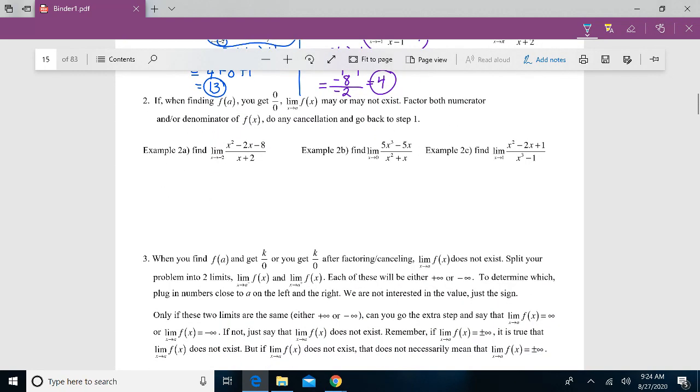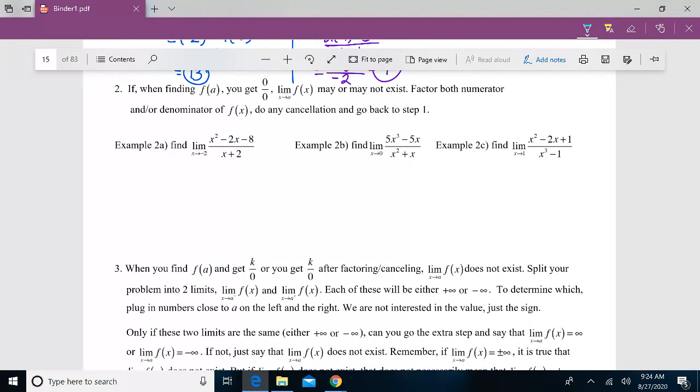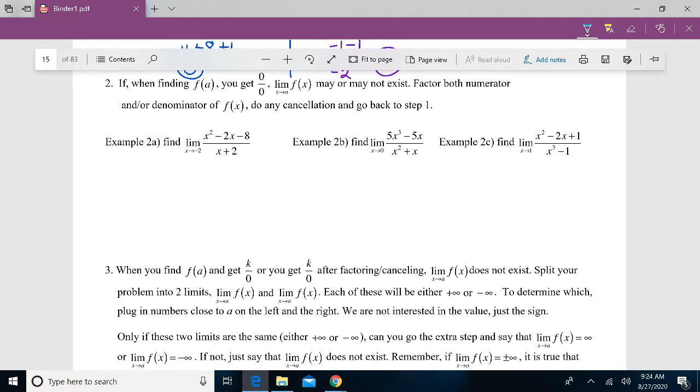So in part 2, here's a summary of what I just said. If when finding f of a you get 0 over 0, the limit of f of a may or may not exist. So what you're going to do is factor the numerator and/or the denominator, and then do any cancellations, and then go back to step 1. And again, step 1 is direct substitution.